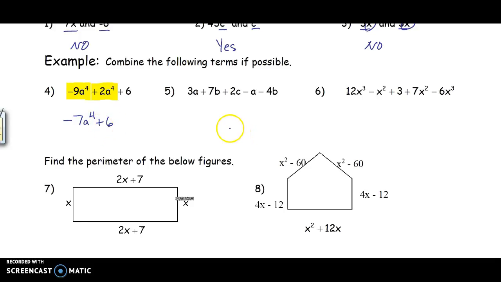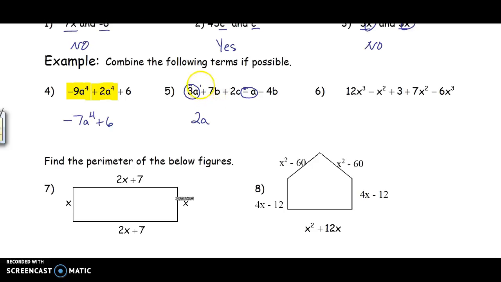Another way I'm going to show you is maybe using circles and shapes. So 3a, is there any like terms to 3a? Yeah, negative a. When you're combining like terms, always pay attention to the sign in front. That plus or minus is going to tell you if it's a positive or a negative number. So in this case, you have 3a minus a is going to be 2a. Let's take a look at the next one.